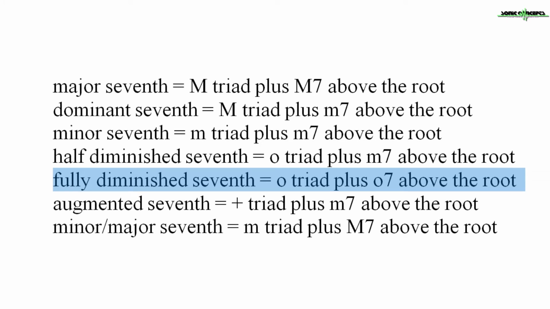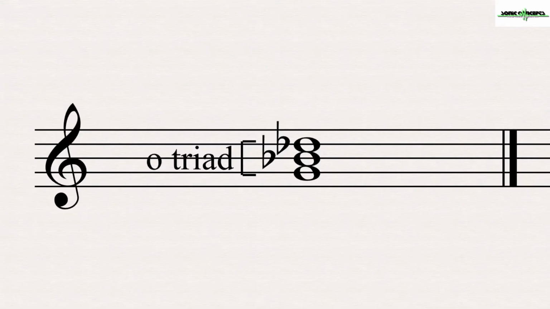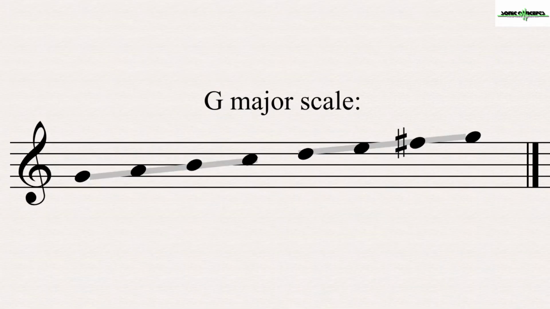The formula states that a diminished triad is necessary. We begin with a G diminished triad which provides the first three notes of the G diminished 7th chord: G, B flat, and D flat. Let's add the diminished 7th next. Since the root of the fully diminished 7th chord is G, let's begin by looking at the G major scale. Notice that F sharp is found to be the 7th degree of the G major scale.